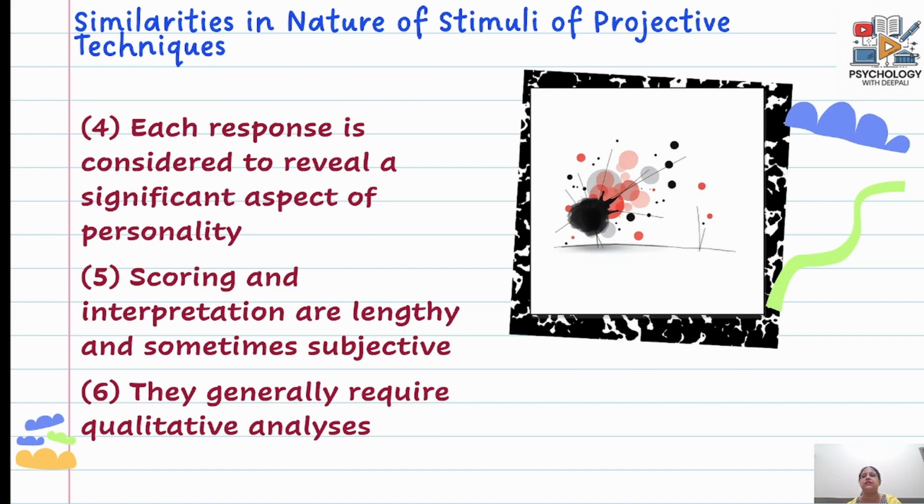Each response is considered to reveal a significant aspect of personality. So every response that the person makes on the test, to all the stimuli, is the person revealing some part of his or her own personality with every response that he gives. And this aspect of projective testing is what actually gives us certain information which we don't get through the direct methods.